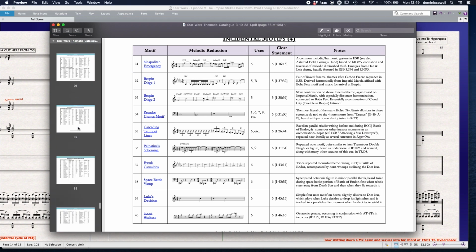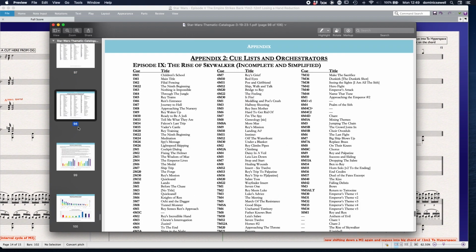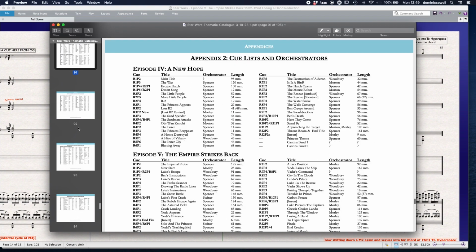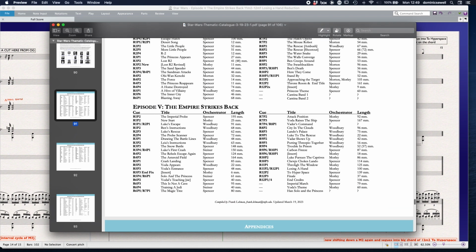So if I just show you where we're at in this one, here we go. We've done through the window, losing a hand, straight over to hyperspace, then the finale, which is actually quite short. And then straight into the end credits as well. There's also some concert stuff going on after that.